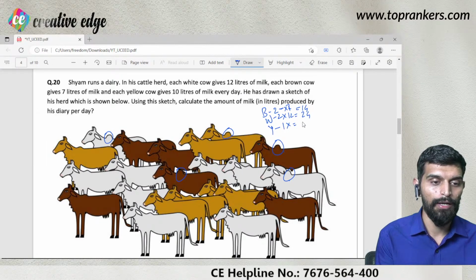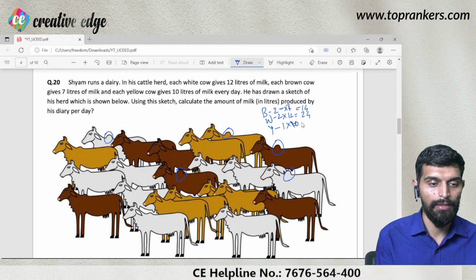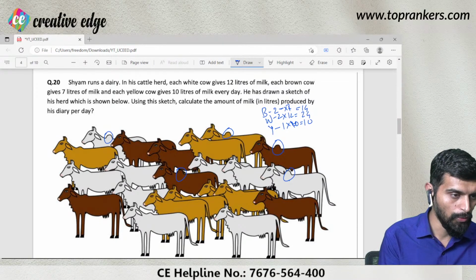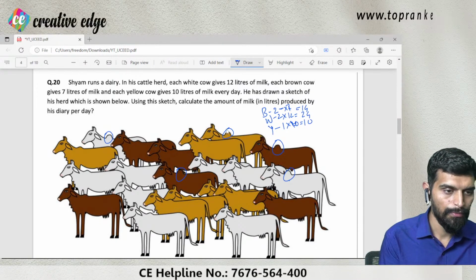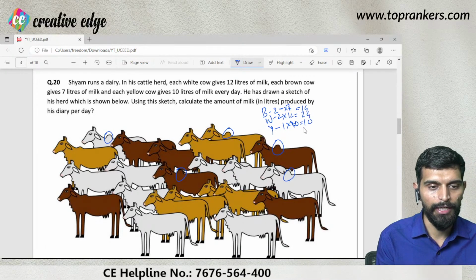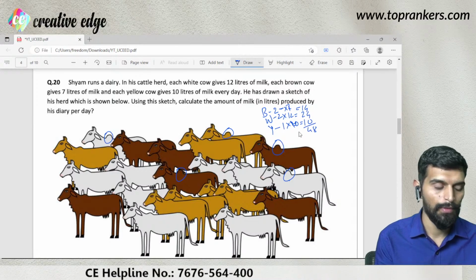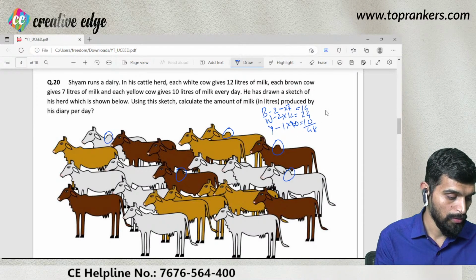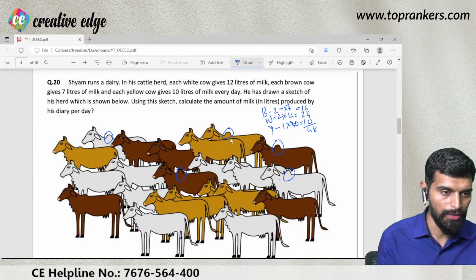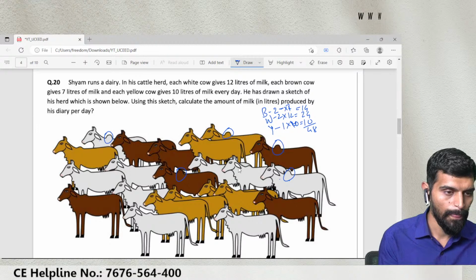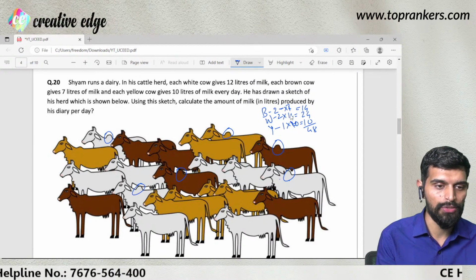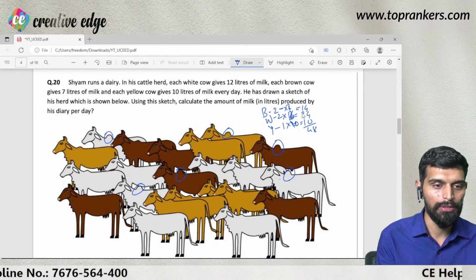So yellow, 1 into 10 is 10. Probably we are missing a few more. So this is 24, 14, 38 and 10, 48. White ones are 3, 3. Which one have I missed? 1, 2, this one, right? So there are 3 whites. So that will make it 36.